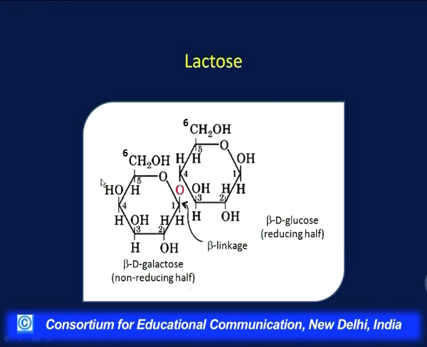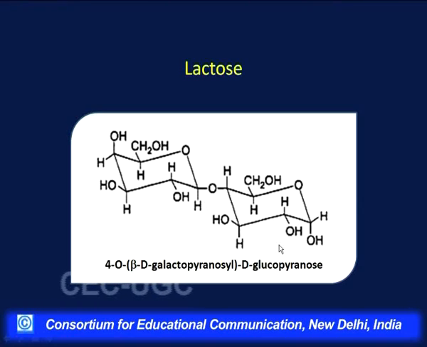Now, this is the non-reducing half, and obviously this one, having the free anomeric carbon, is the reducing half. So, it will act as a reducing sugar because of this carbon, and the conformations can be represented like this. This is the carbon number 4 of this glucose moiety, and this is 1 for the galactose moiety, and it will be named as 4-O, that is the 4th carbon through oxygen.